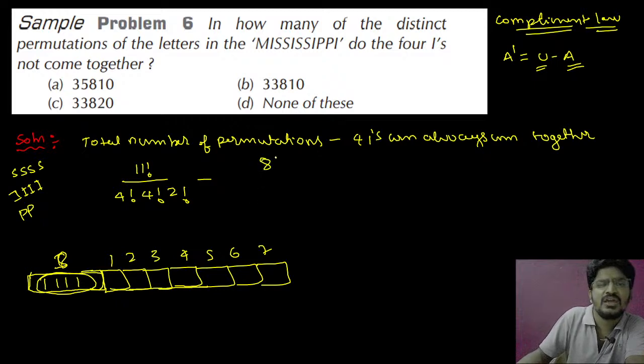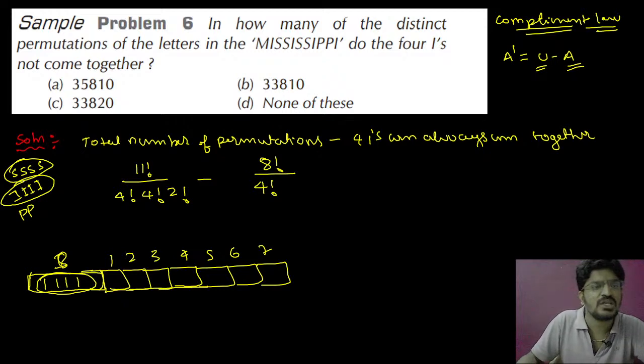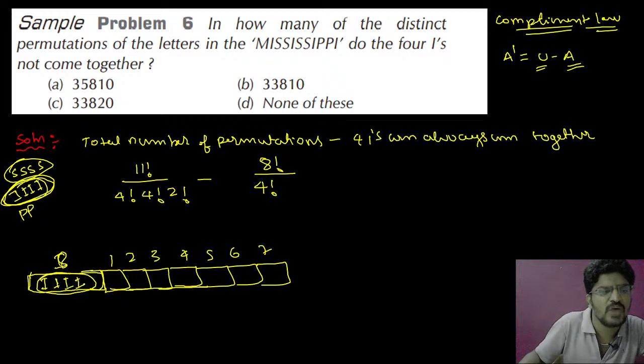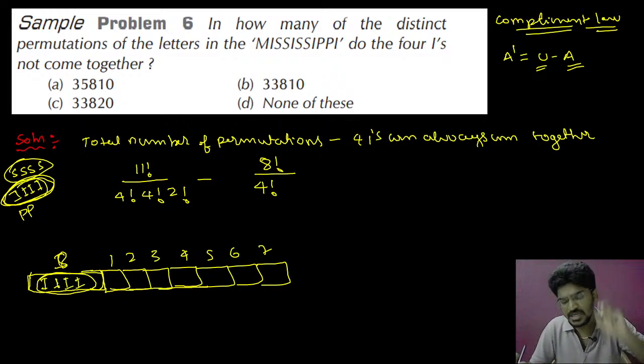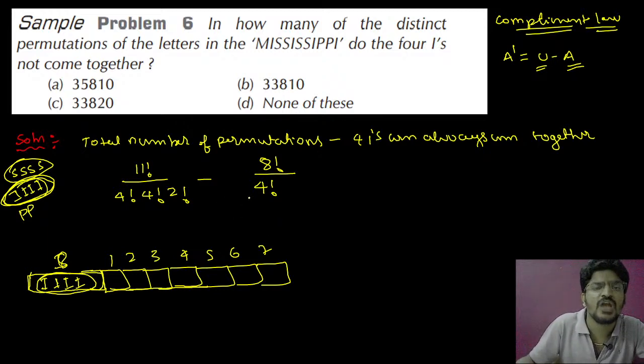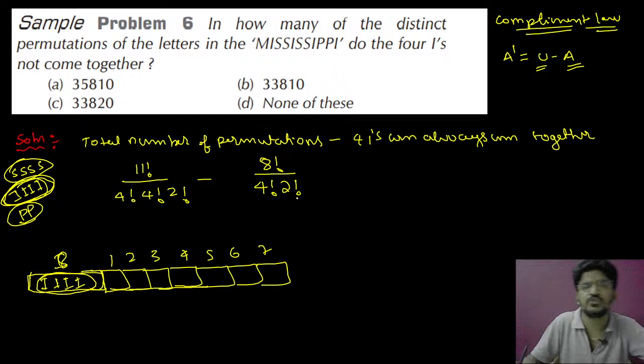That means 8 factorial. In this, S is repeating 4 times, so you write 4 factorial. Now I can't write this as 4 different I's because they are all converted to only one. The 4 I's are now a single I because they are always kept together. So they are not called 4 different I's; they are called only one I because they are always in one box. So I can't write 4 factorial for I. P repeats 2 times, so I will write 2 factorial.